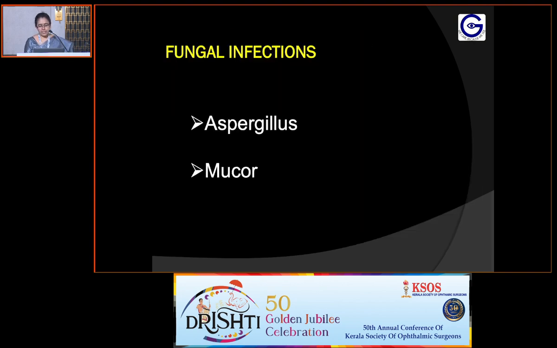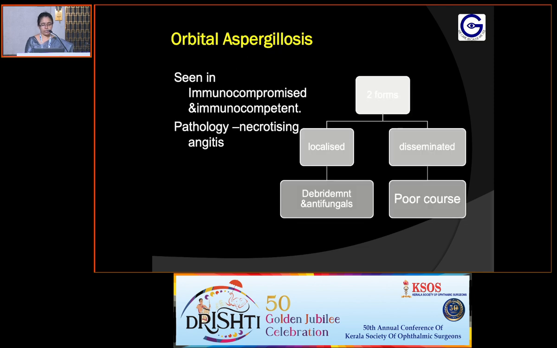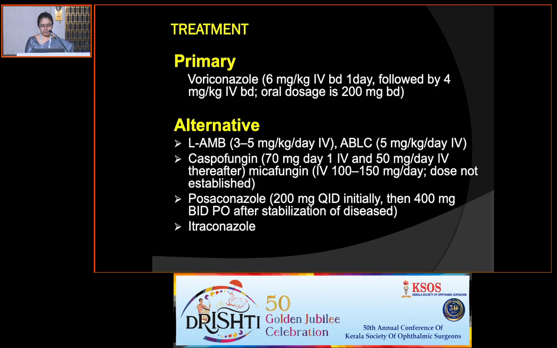Fungal infections I'll just touch upon. Aspergillus and mucor are the most common. Aspergillosis is seen in immunocompromised and immunocompetent patients. Treatment is primarily voriconazole, but it is very expensive, so the majority of our patients might not afford it. The alternative is amphotericin B. Practically, we are using itraconazole.